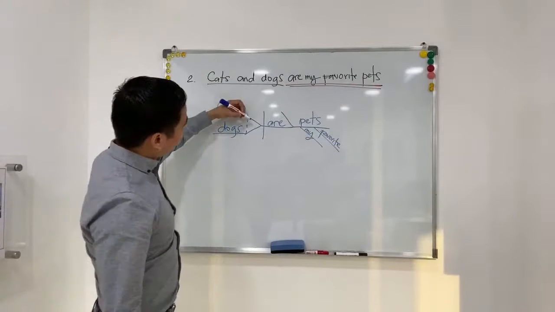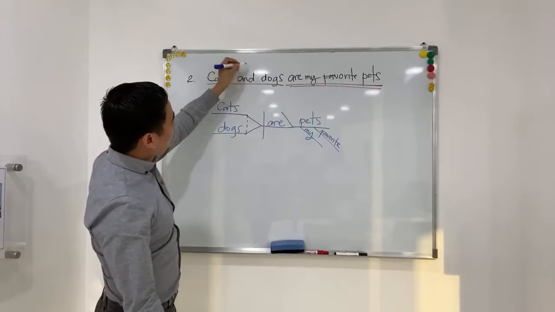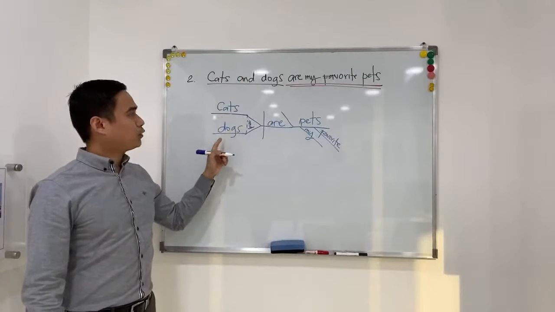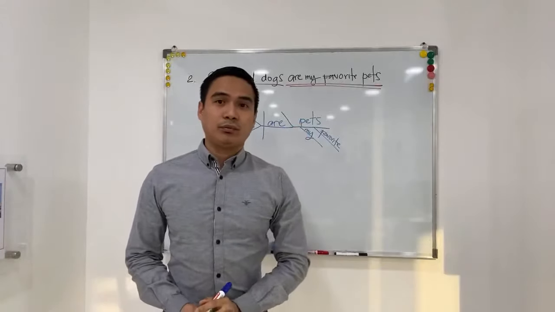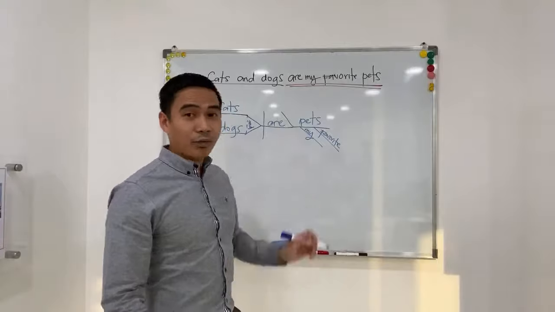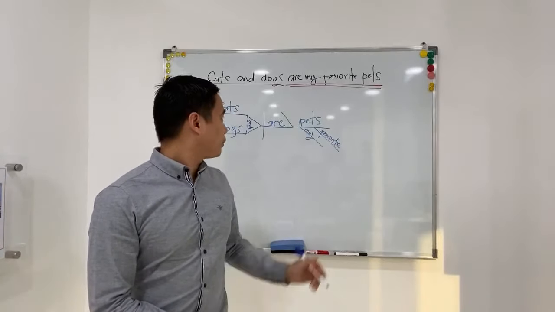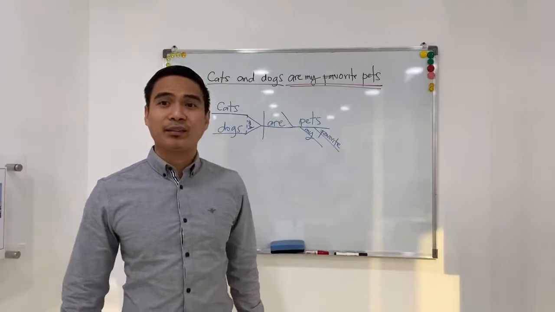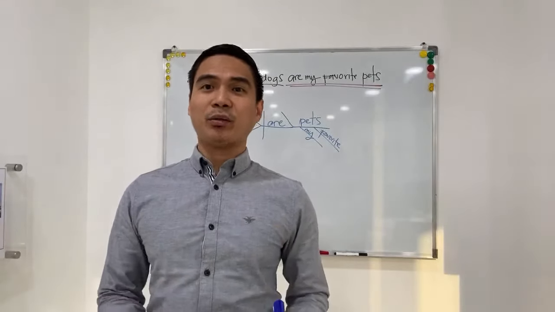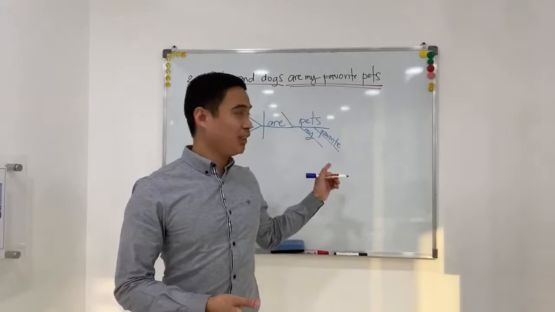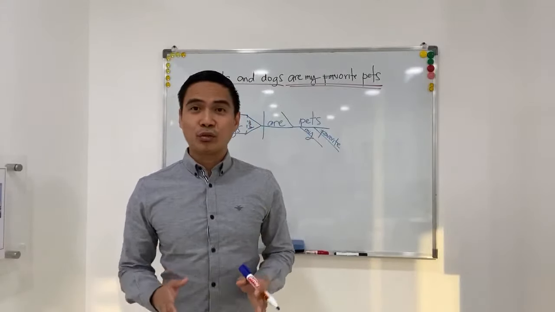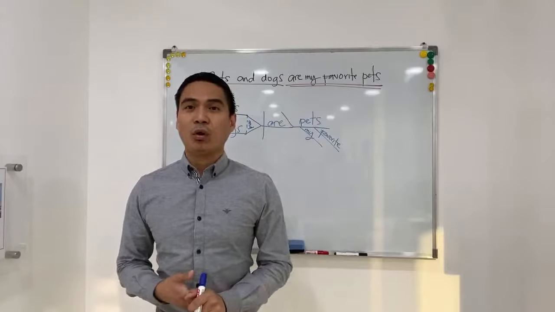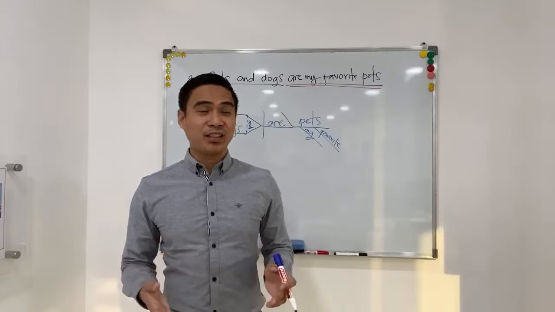So cats. Now we have a conjunction. So we have and. Cats and dogs are still, this is a linking verb. So again, the slanting line. And my, what is my? My is a pronoun, but it is used to, how do you call this? Show ownership. So it's in the possessive case.